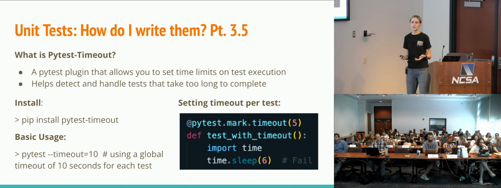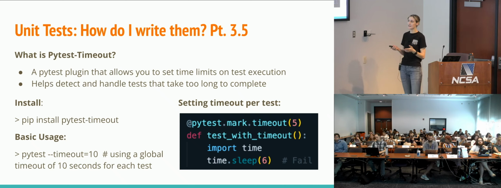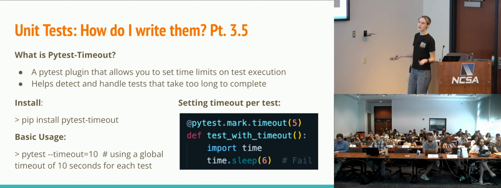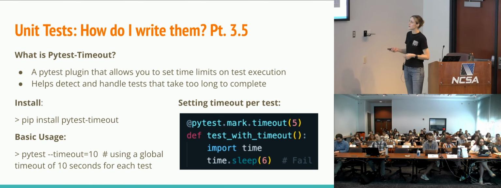This gives you a lot more control over just the temporal aspect of how long your code is taking to run. A basic usage could look like just setting a global timeout of 10 seconds for each test. As you run things with pytest, you just throw this flag in, and anything that takes longer than 10 seconds will automatically count as a failed test. Or you can get a little more granular and use this decorator here, and you would just say, hey, this isn't allowed to take more than 5 seconds, and so this thing here that sleeps for 6 seconds is automatically a failure.